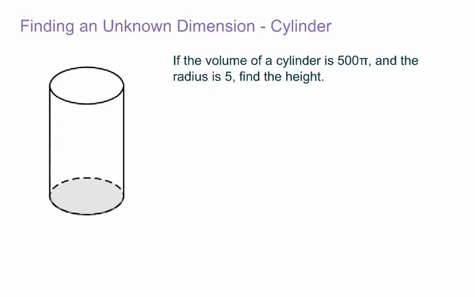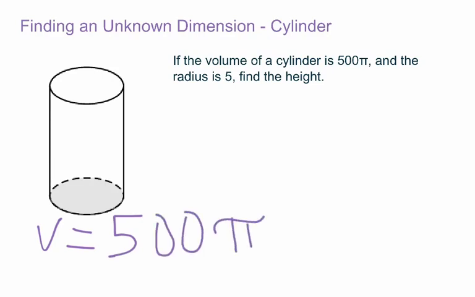Now we're going to review how to work backwards. If we know the volume and we know one piece of information about the cylinder, how do I go backwards and figure out the other missing information? For example, if I know that this volume overall is 500 pi and that the radius is 5, how do I find the height?